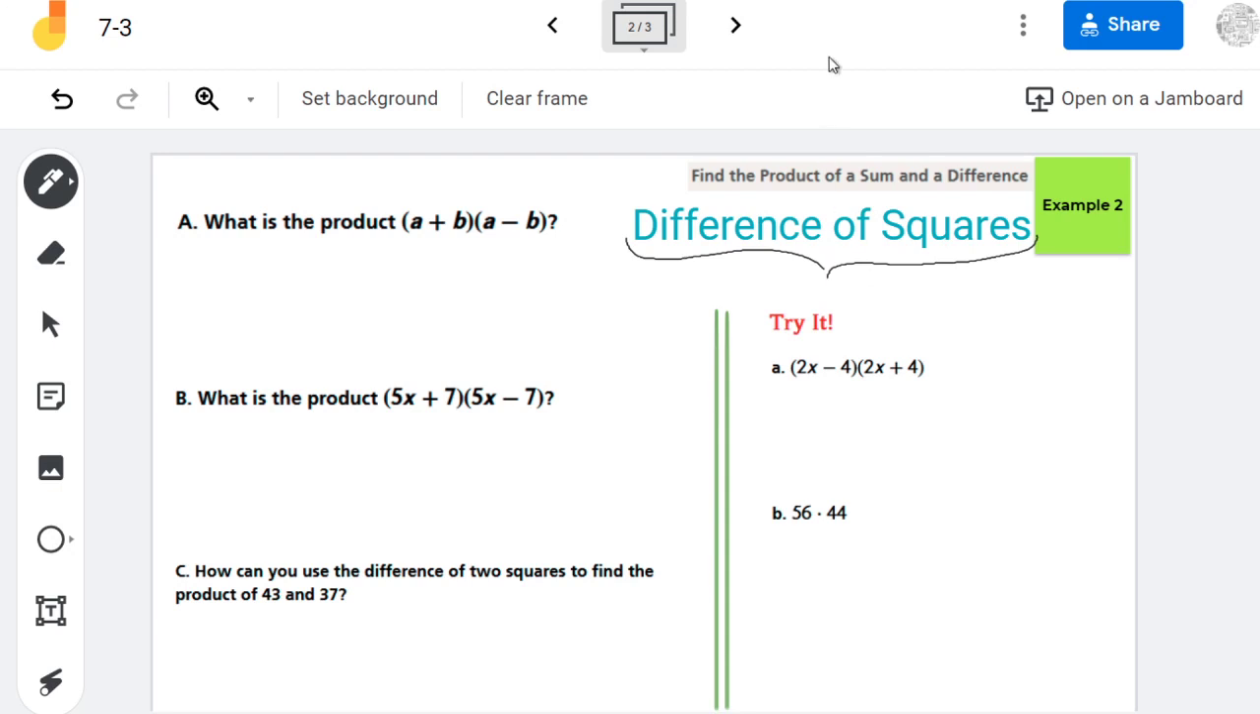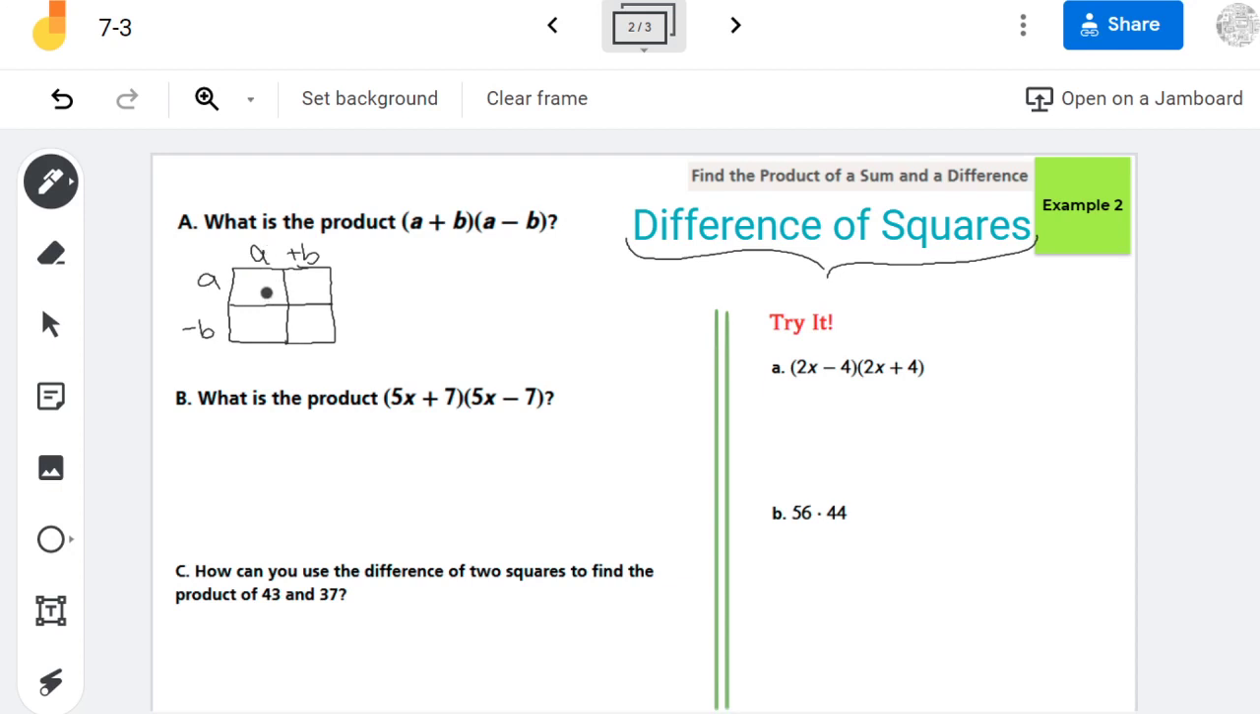Okay, so here we go. So first thing it says, what is the product of a plus b times a minus b? I'm actually going to demonstrate this to you guys with the box method, although you could use the distributive property. It doesn't really matter. I just know a lot of my students prefer the box method, so that's why I'm doing it this way. Alright, so there we are. We have our box. Now I'm going to multiply to find the stuff on the inside.